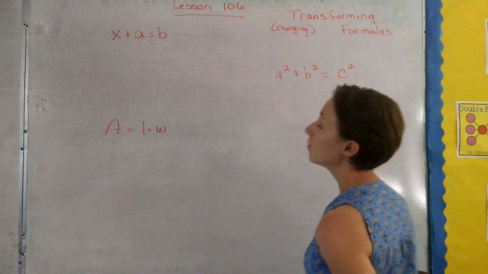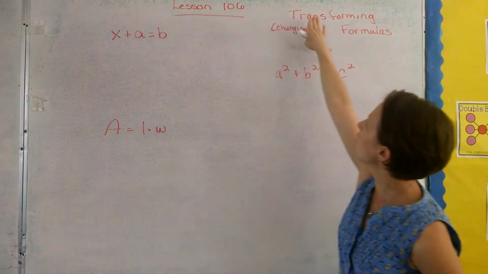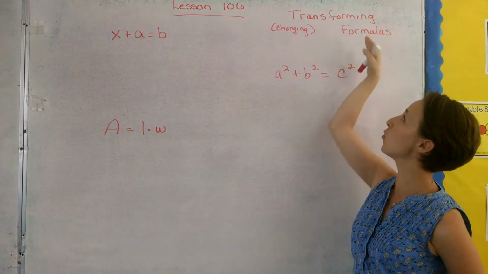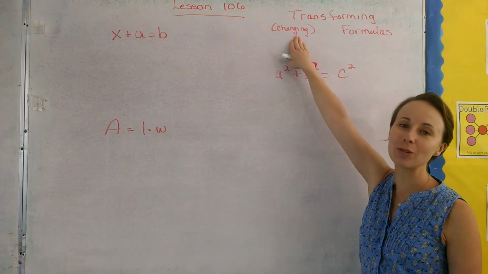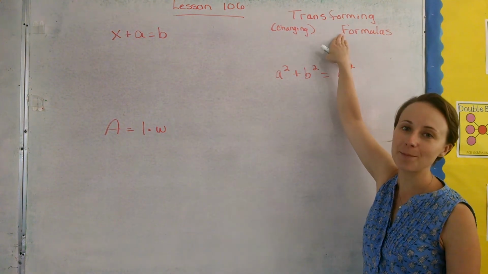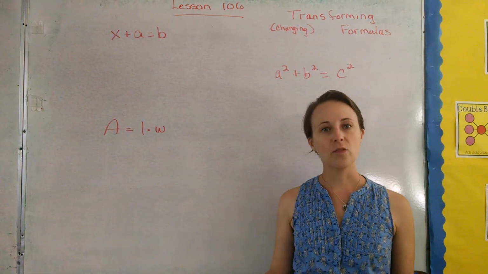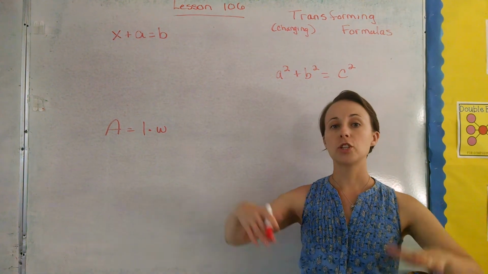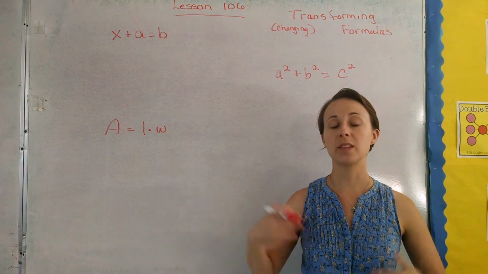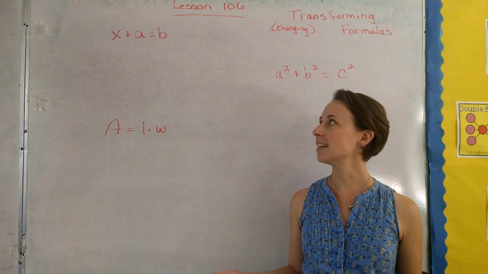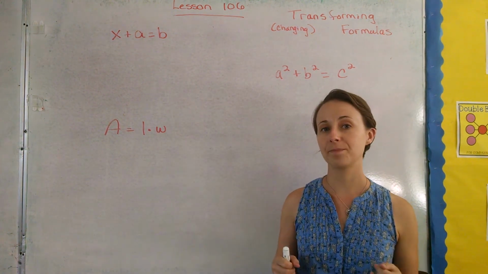This is Saxon Math, 6th grade. Today we're doing lesson 106. We're going to be transforming formulas, which is a very fancy way of saying we're going to be changing around our formulas today. Today we're going to be doing the exact same thing you've been doing with equations. We're going to be showing how you can move terms from one side to another by doing the inverse operation. But you're not going to have a whole lot of numbers today. We're going to do it with letters instead.